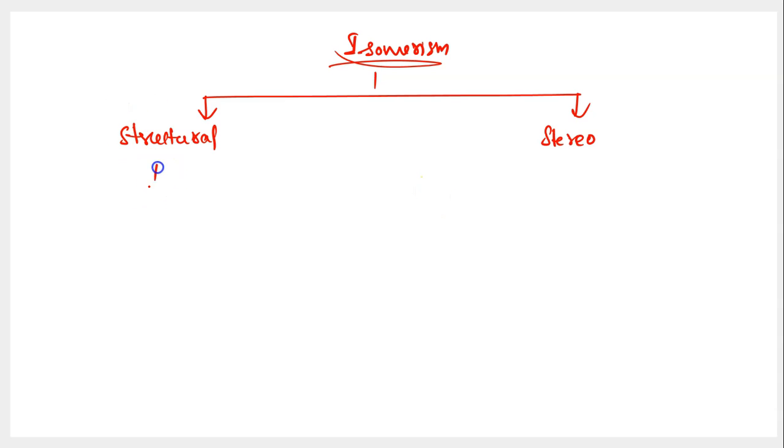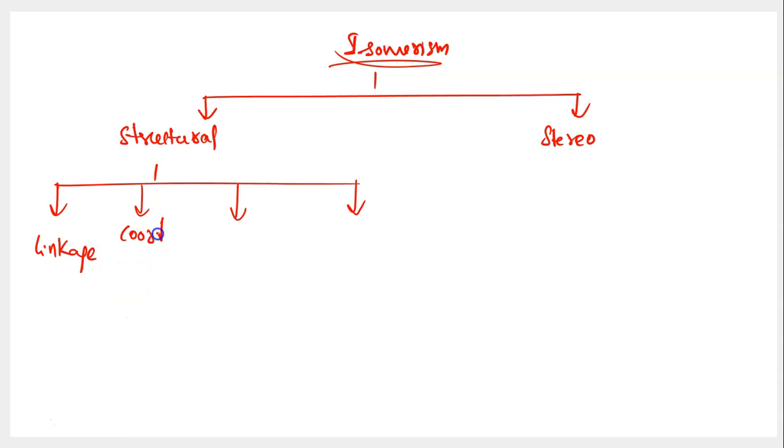The structural isomerism is further classified into four types. There are four types of structural isomers possible, of which the first one is linkage isomerism. The second one is coordination isomerism. The third one is ionization isomerism, and the fourth one is solvate isomerism. This fourth one can also be called hydrate isomerism. So these are the four types of structural isomerism that are possibly observed in coordination compounds.